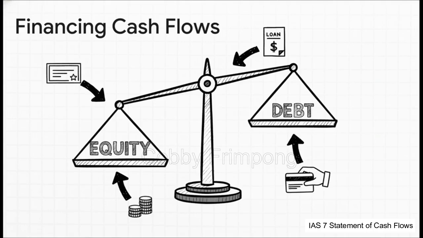Examples of cash flows arising from financing activities are cash proceeds from issuing shares or other equity instruments, cash payments to redeem the entity's shares, cash proceeds from short-term or long-term borrowings, and cash repayments of amounts borrowed.